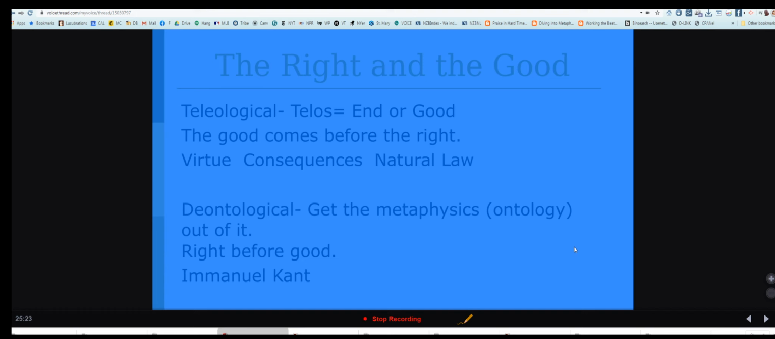Deontological theory, which is a strange word, just means, just like you would desugarize or de-fatize some food by taking the sugar out or taking the fat out, deontological theories get the ontology. Ontos is the word, or ontological is another word for metaphysical, theory about reality. So deontological theories attempt to get the metaphysics, or sometimes the religion, out of ethics. They arose during the Enlightenment. Immanuel Kant's theory will be our example of it.